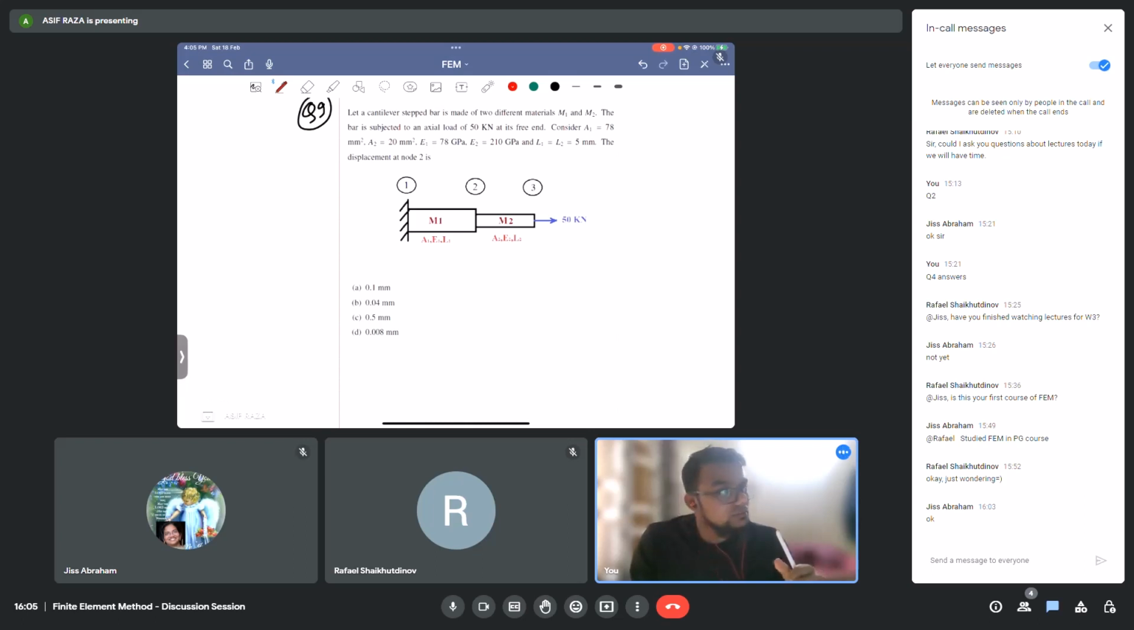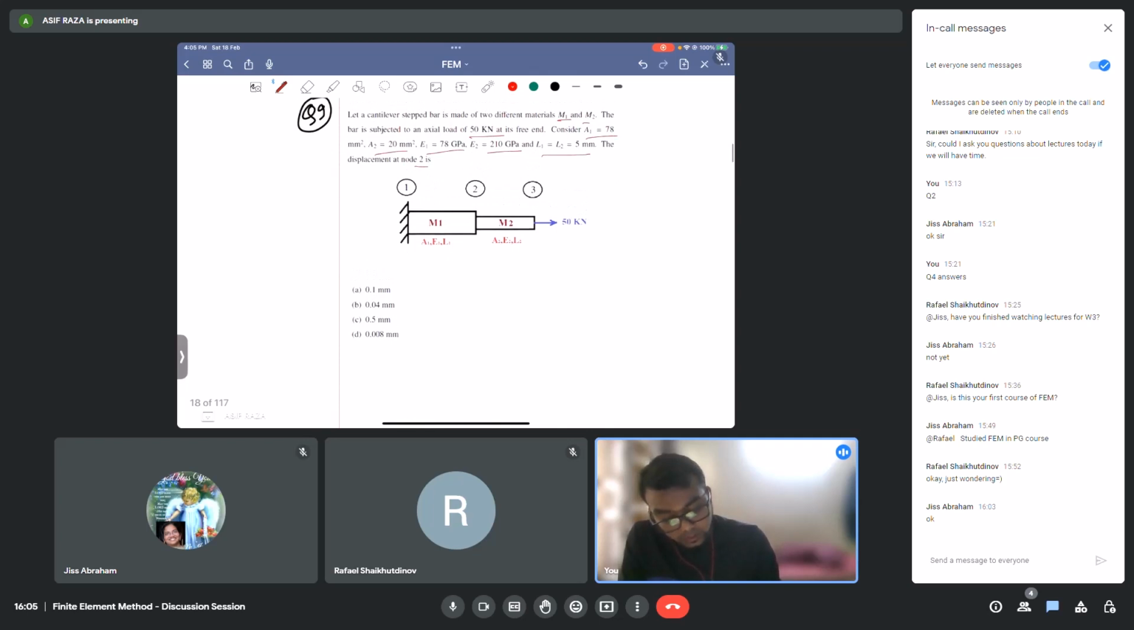This is a cantilever stepped bar made of two different materials, M1 and M2. The bar is subjected to an axial load of 50 kN at its free end. A1 has an area of 78 mm squared. The second material has an area of 20 mm squared. Young's modulus for the first material is 78 GPa and for the second material it is 210 GPa. The length of both materials is 5 mm each. We need to find the displacement at node 2.